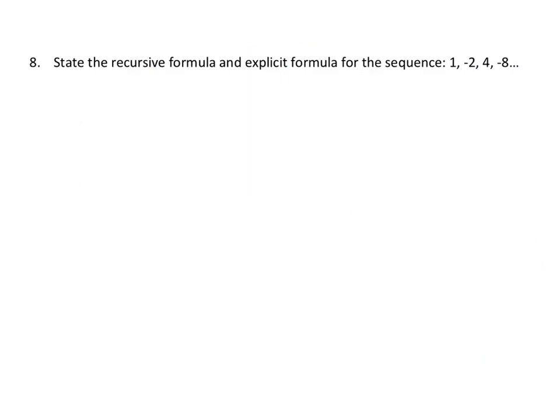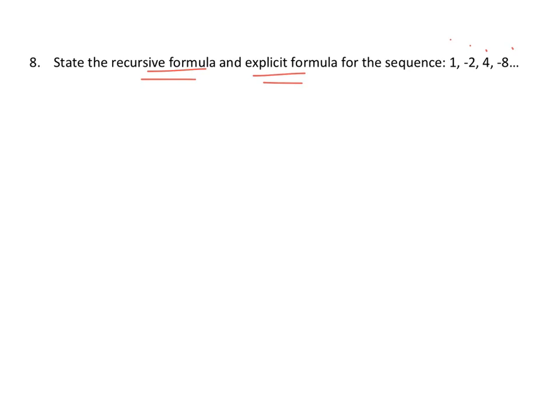State the recursive formula and the explicit formula for the sequence. So first off, figure out what kind of sequence it is. If you notice, the signs are alternating from positive, negative, positive, negative. When the signs alternate, most likely it's a geometric sequence, because if you multiply a negative by a negative, you get a positive. But if you multiply a positive by a negative, you're going to get a negative.